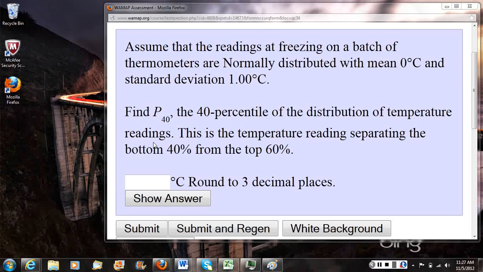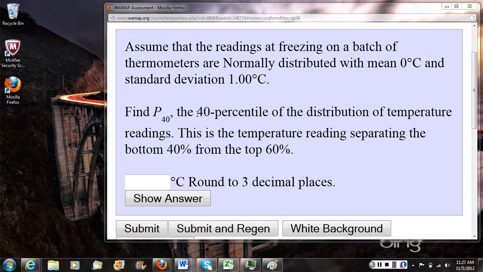And now they're introducing some interesting notation here. They're showing a capital P with a subscript of 40. That's the notation for the 40th percentile of the distribution of temperature readings. And when we talk about the 40th percentile, that means 40% of thermometers would have readings below this level, so then 60% would have readings above that level.